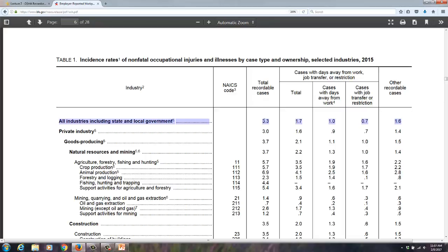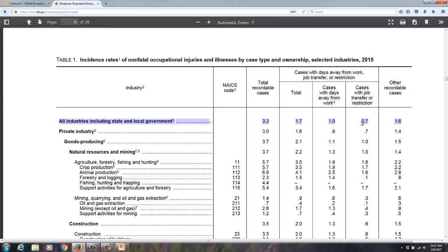That's the national average. And then we've got the total cases with days away, transfer, and restriction, which you can find here. This is the DART rate, the DART incidence rate, 1.7. That's just columns H and I. So everybody who reported, state, local government, industries, H and I added up, sent it in. They plugged it in, extrapolated, and so the average is 1.7. This is cases with days away, so this would be your LWDIR, the lost workday incidence rate.